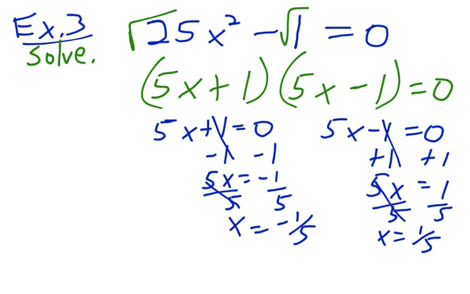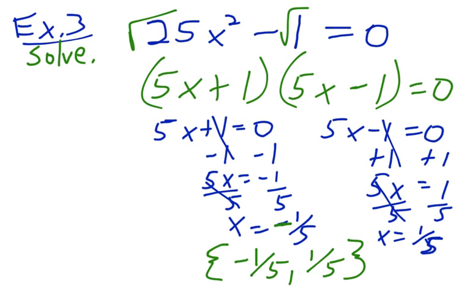Now in the future you'll probably see that you only need to do this once, because they're always going to be the same number, just different signs. So this one's a negative 1/5, that one's a positive 1/5. So I'm going to write my final answer in set brackets. So negative 1/5, comma 1/5. And that is your solution. And remember, you can always check these factors with the box method.